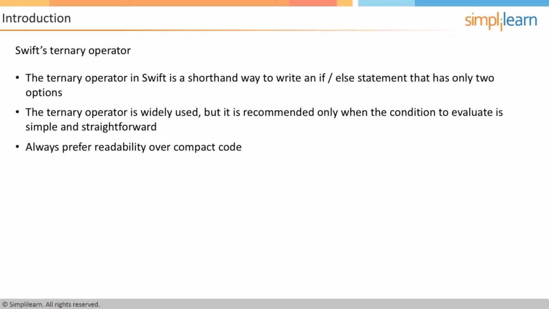It's time for our tech info bite on Swift's ternary operator. The ternary operator in Swift is a shorthand way to write an if-else statement that has only two options. The ternary operator is widely used, but it's recommended only when the condition to evaluate is simple and straightforward. And always keep in mind that you should always prefer readability over compact code. So your decision to use the ternary operator or not is completely up to you, but let's take a look at it.